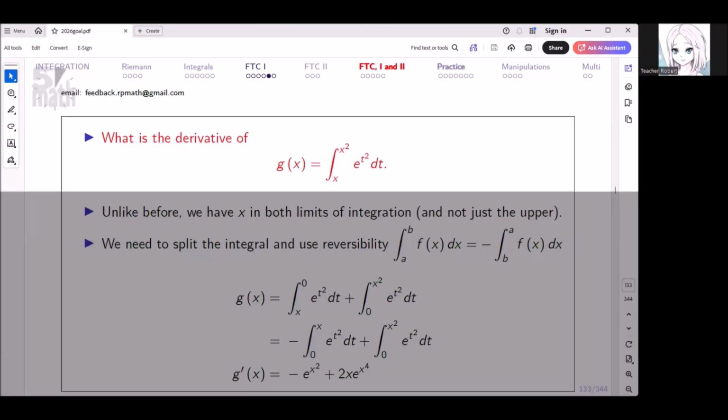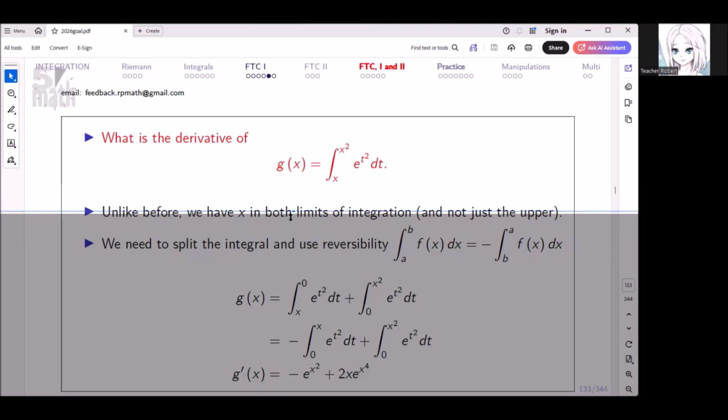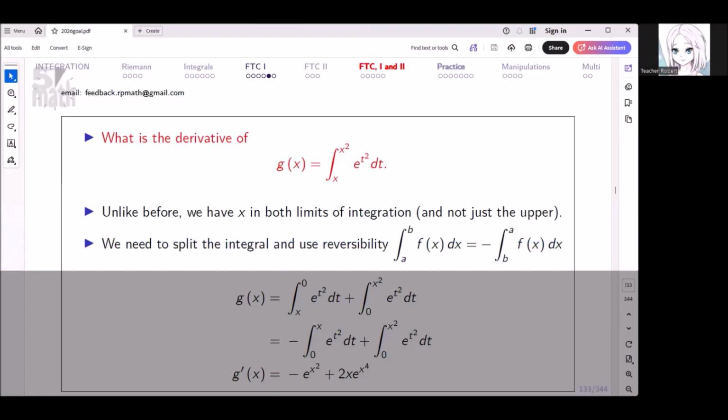What is the derivative of g of x equals integral from x to x squared of e to the t squared dt? Unlike before, we have x in both limits of integration and not just the upper. We need to split the integral and use reversibility.